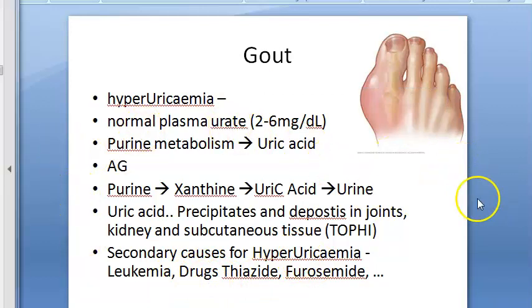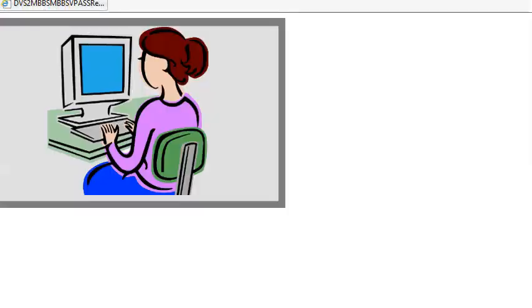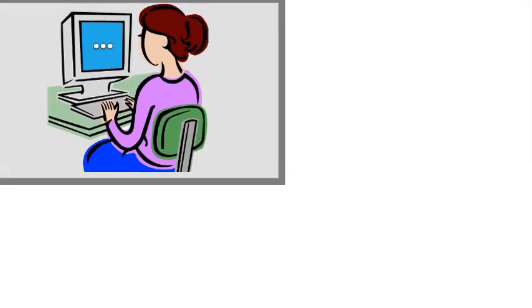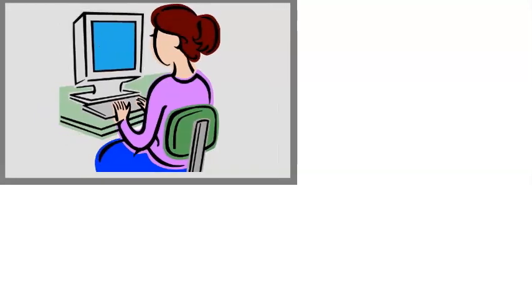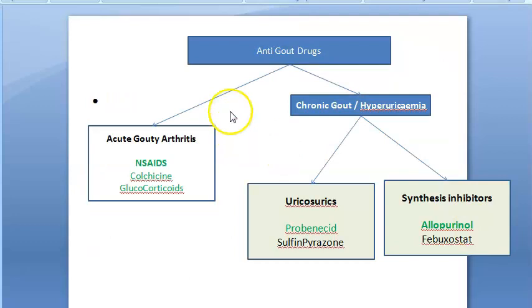So basically, what is the treatment, guys? The treatment, wake up if you're sleeping. We're looking at the treatment of gout, right? In the treatment of gout, there's a classification given here. Very simply, they gave: if it is acute gout, give this.